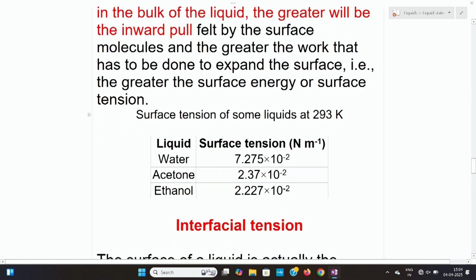Surface tension of some liquids at 293 Kelvin is given here. Water is having the surface tension of 7.275 into 10 power minus 2, and acetone is having 2.37 into 10 power minus 2. Ethanol is having 2.227 into 10 power minus 2. So when we compare this, the water is having more surface tension compared to acetone and ethanol. This is about surface tension.